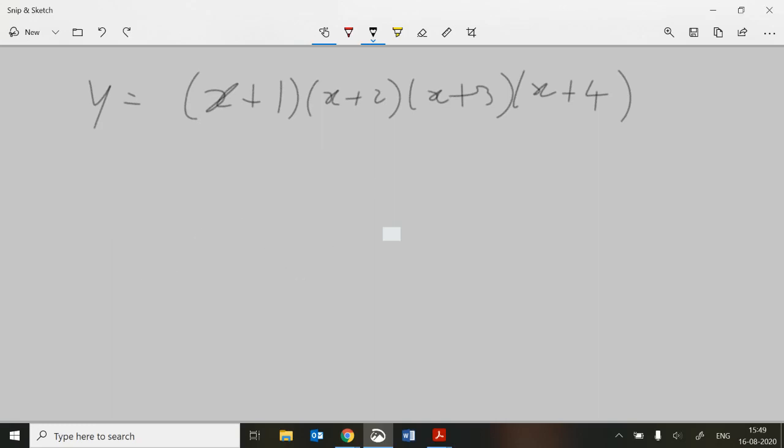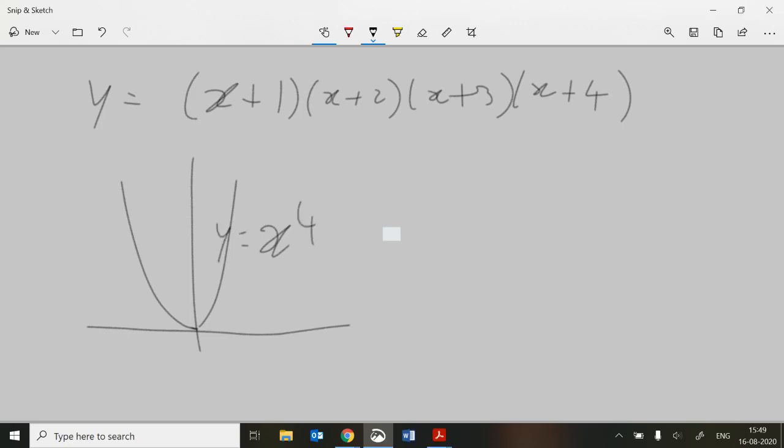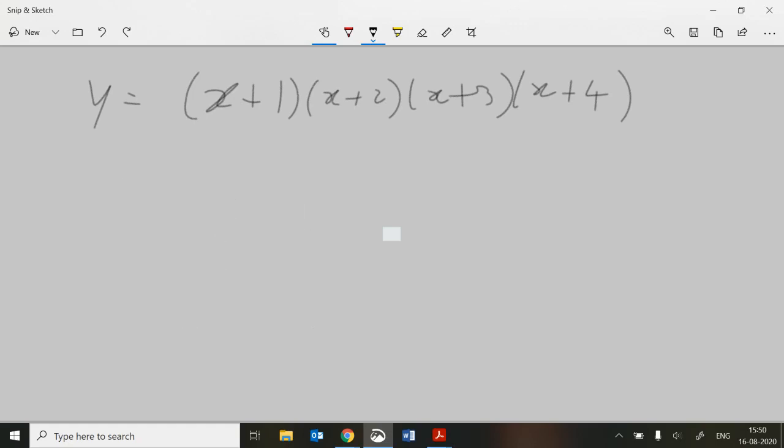Now I say a maximum of 3 because quartics could also look a bit like quadratics. For example, if we just plotted y equals x to the 4, that's going to look a bit like a quadratic. So it doesn't have to have 3 turning points, just like a cubic doesn't have to have 2, but it's the maximum number that it can have. And a lot of the graphs that we're dealing with will have the maximum number.